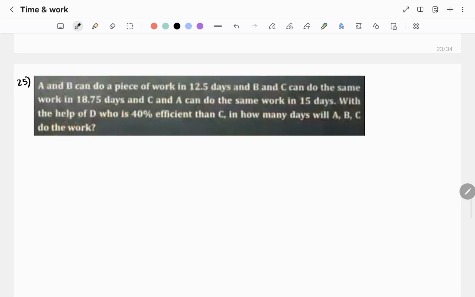Then next question. A and B can do a piece of work in 12.5 days, and B and C can do the same work in 18.75 days, and C and A can do the same work in 15 days. With the help of D, who is 40% efficient than C, in how many days will ABCD do the work? ABCD do the work. Okay. So AB, 12.5.